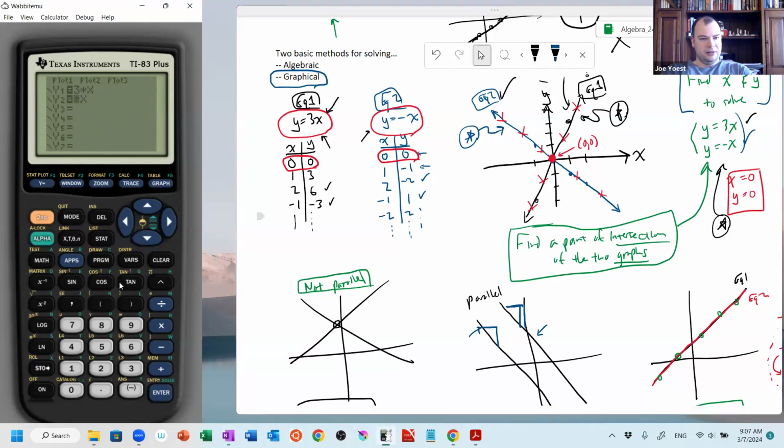Okay, so what would parallel lines look like? What if I had y equals 3 times x and y equals 3 times x plus 1? And let me adjust my window. Okay, I'm going to go maybe up to 3.